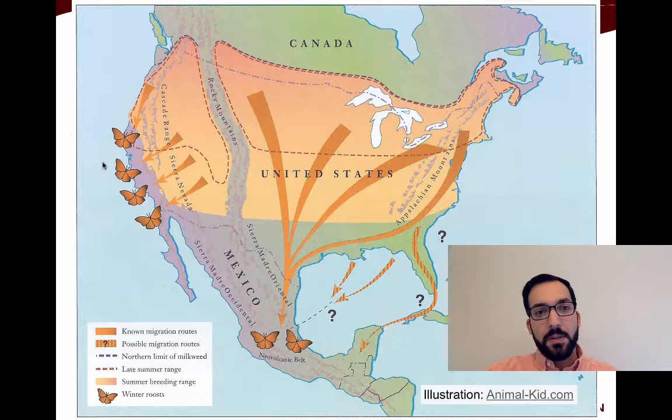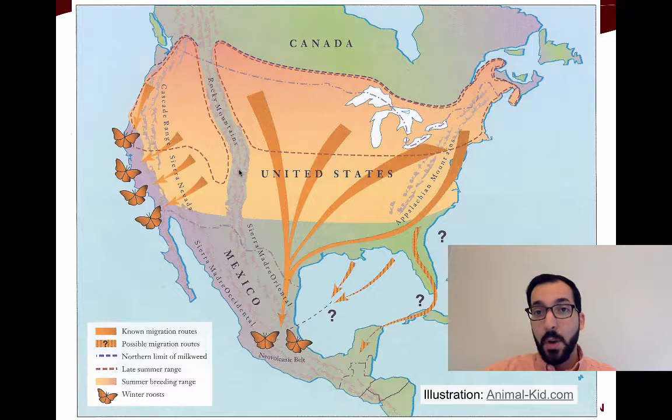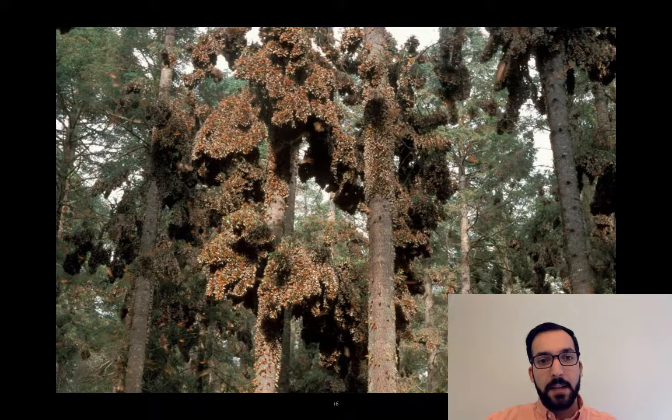Now, there are some concerns that this population here, this west coast of North America population, might actually go extinct. Their populations have dwindled substantially, and there are concerns about whether they'll actually be able to recover or if they're on an inevitable decline to extinction. So only time at this point will tell.